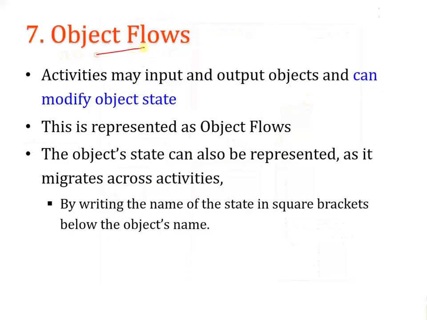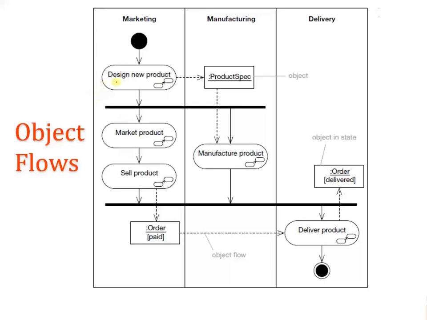The next concept is called object flows. Activities which are executed may produce or consume certain objects for their execution, and can also modify the state of an object. As we have discussed in the sequence diagram and collaboration diagram, we can demonstrate such object states in the activity diagram also. You can see in this diagram, the first activity done by the marketing person is design the new product.